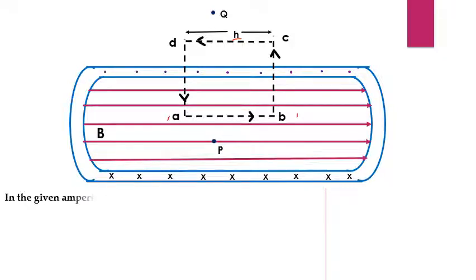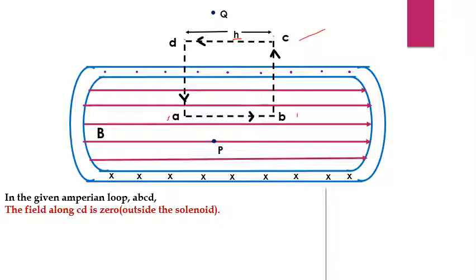Here we see that in the given Amperian loop ABCD, the field along side CD is 0, because side CD is situated outside the solenoid, and we have already taken the approximation that the field outside a solenoid is 0. The field outside the solenoid vanishes. So the contribution of side CD to the field is 0.